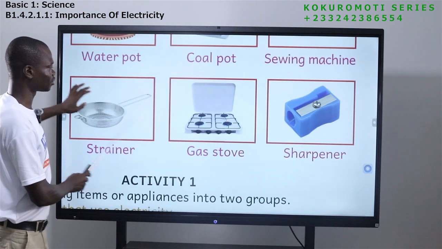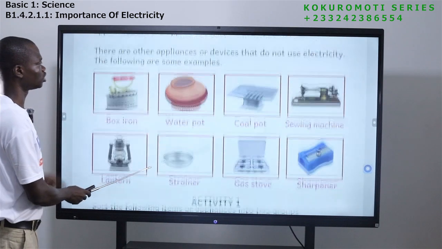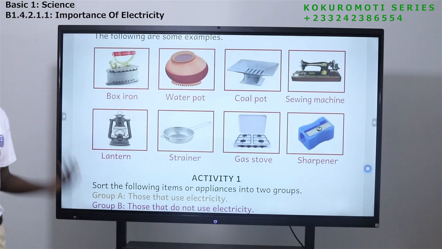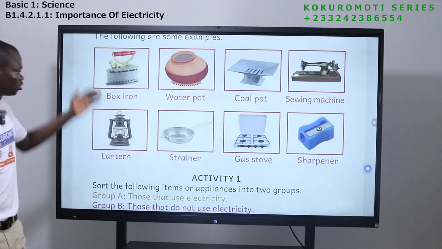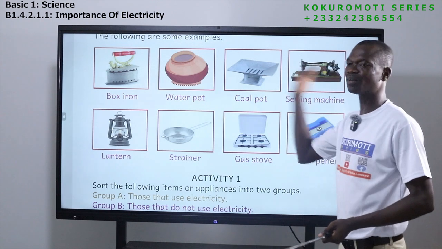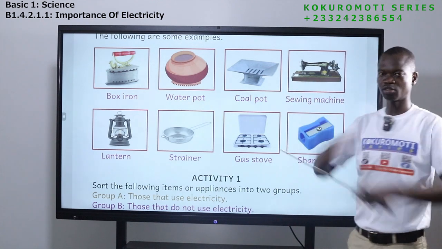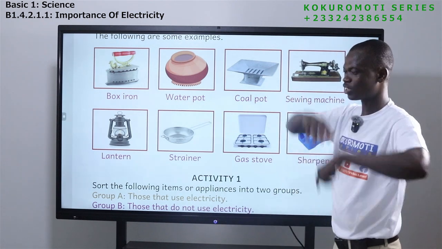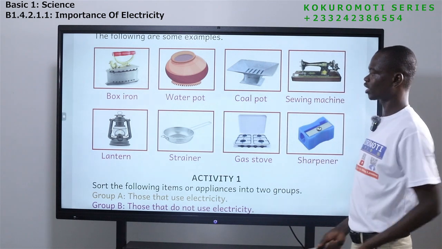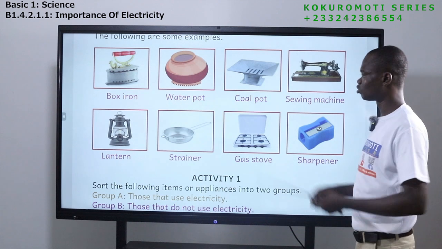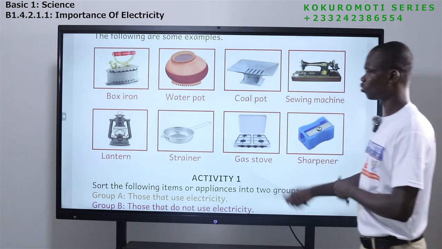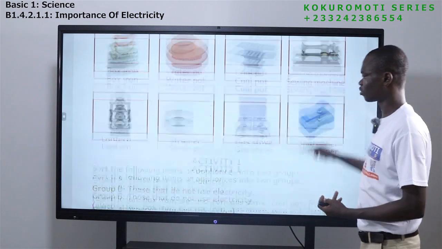So these are items that we use at home, in school and other places, but they don't use what? Electricity. You don't need electricity before these things can work. But there are some things that without electricity, you can't use them. If there is no electricity, there is no way they will work. And we have learned those ones. And these ones too, they don't care. For them, they don't even know anything about electricity. Theirs is that just give them what they want. They don't need electricity and then they will work for you.